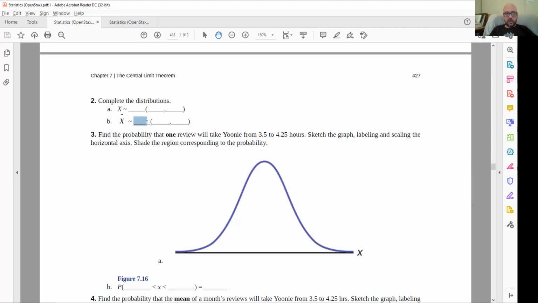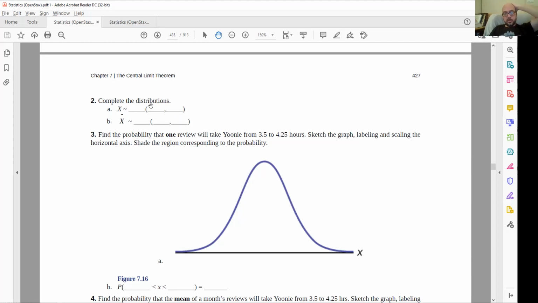Anyway, it's normally distributed with a mean. So the mean's the same. You just bring it right down. So 4. And the standard deviation, you divide by the square root of the sample size. So the standard deviation of the population is 1.2. This is 1.2 over the square root of 16, which is 0.3. Right, square root of 16 is 4. 1.2 over 4 is 0.3.